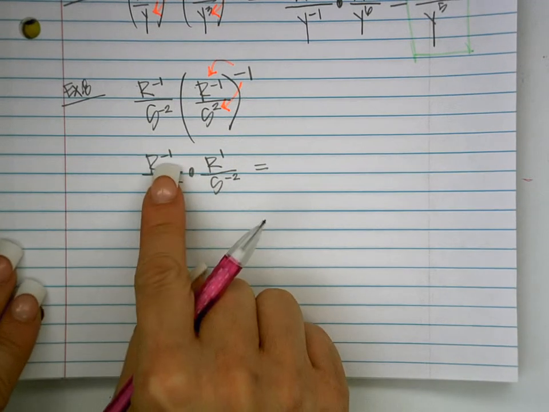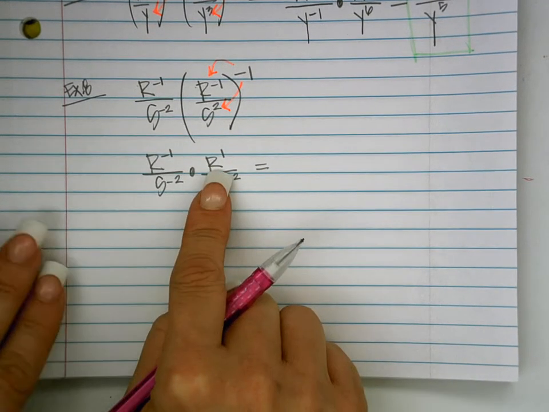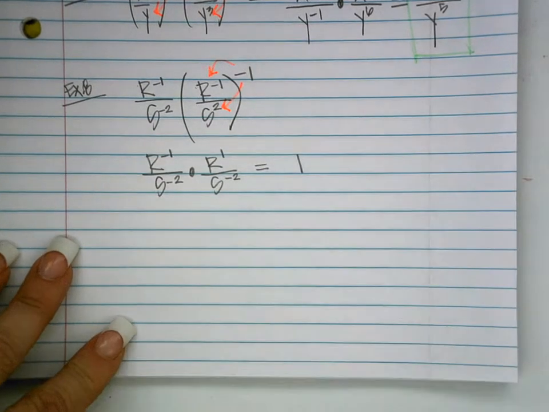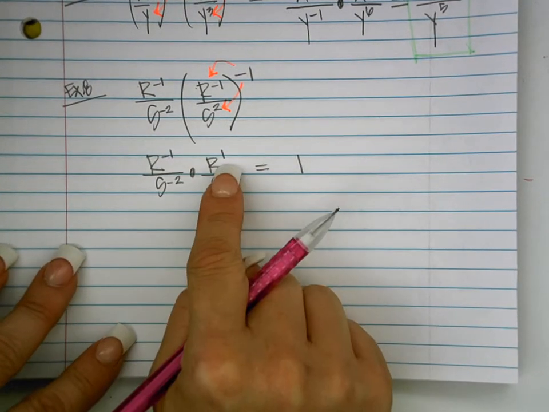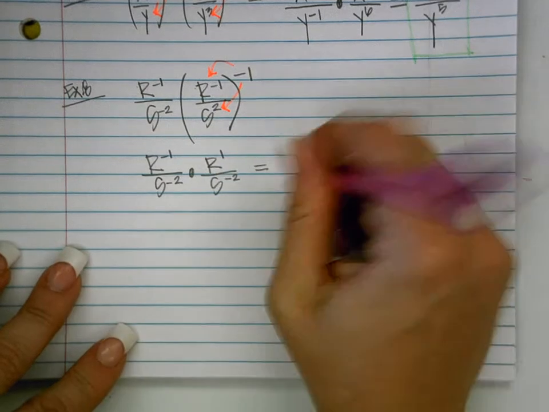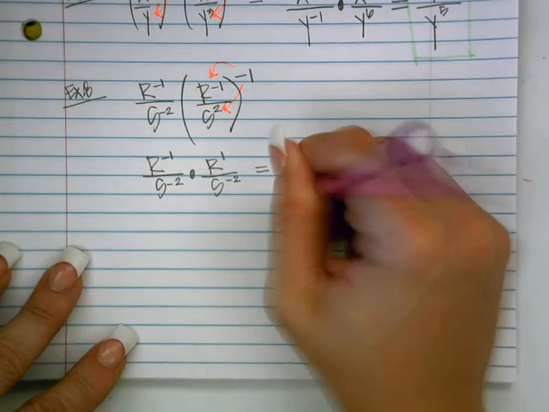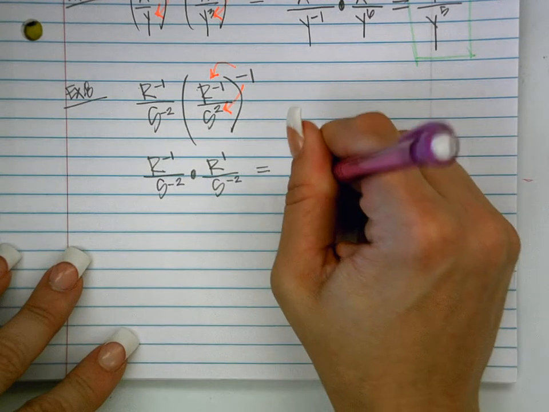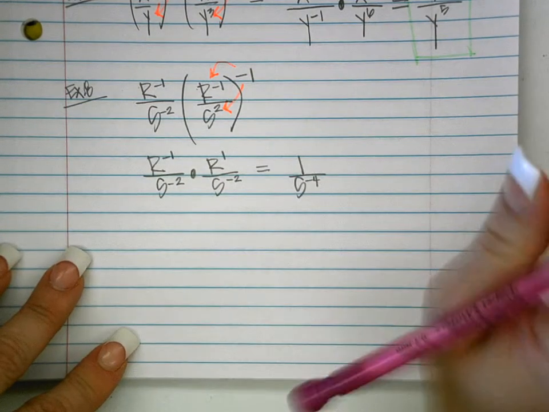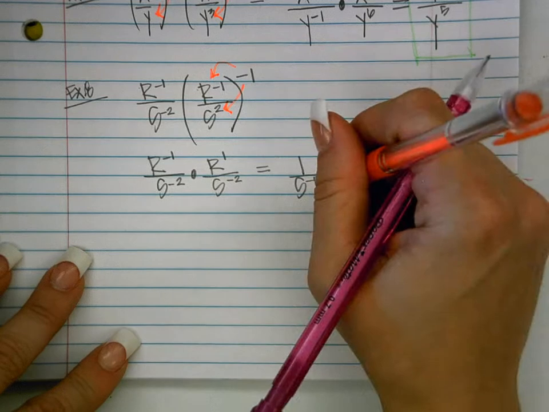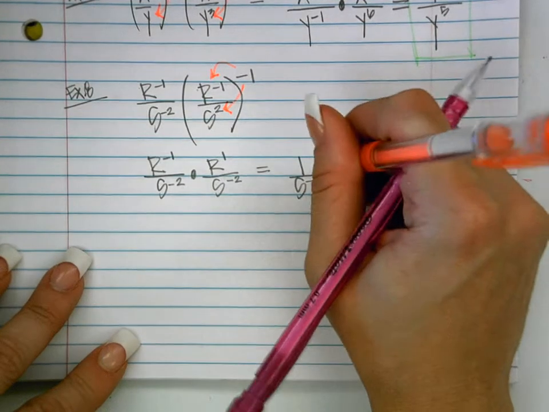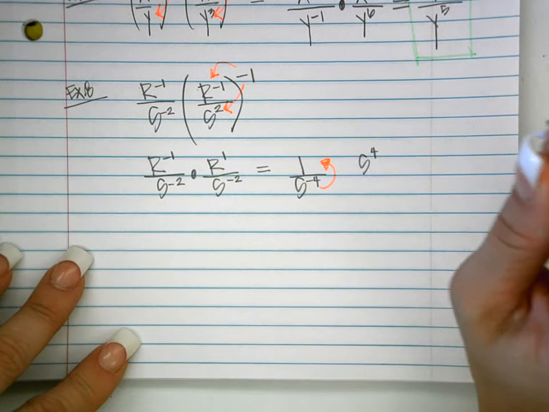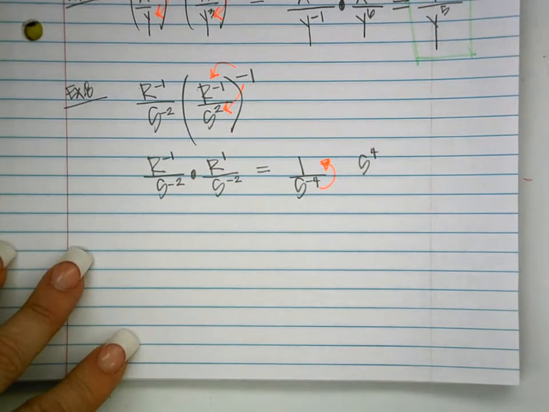So r to the negative 1 times r to the positive 1 gives us what? Just a 1. It goes away. This becomes basically r to the 0 power, which is just 1, over s to the what power? Negative 4. And then remember, I don't want any answers with negative exponents. So here, this one's actually going to move from the bottom to the top to become positive. So s to the 4th. You do not need to write it over 1, though. That's your answer. Just s to the 4th.